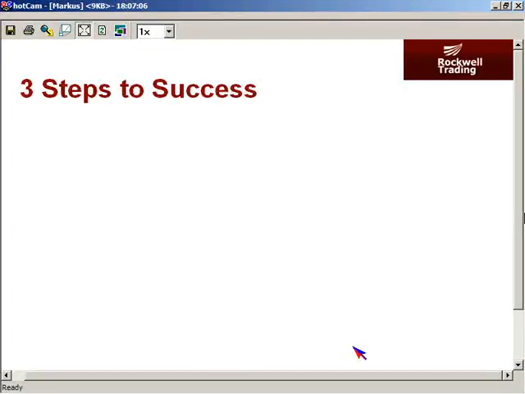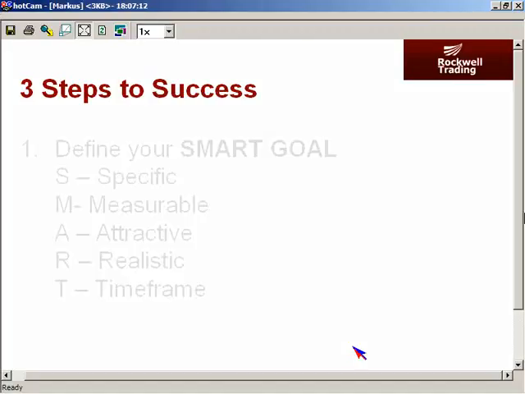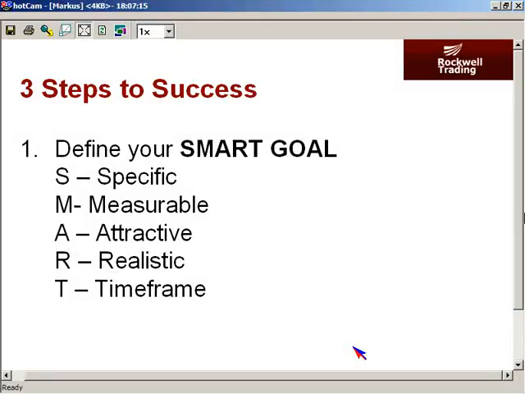All right. Last week we talked about the 3 steps to success, and this is very important that you all keep this in mind. So what is the first step? You want to define your goal, and you define it as a SMART goal. So you want to have your goal specific, measurable, attractive, realistic, and it should have a time frame. A fantastic thing when talking about trading is that we can say we want to make $5,000 a month, or we want to make $10,000 a month.